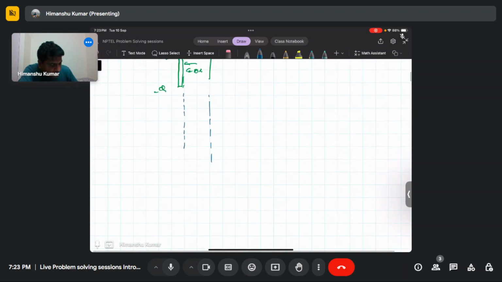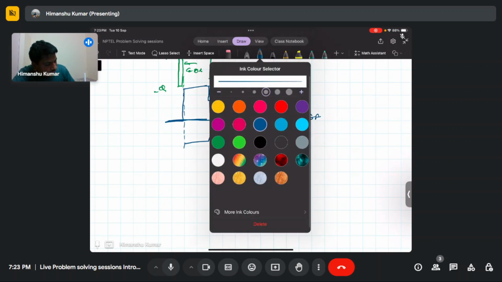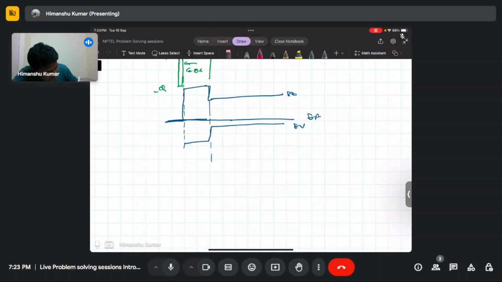Now what will happen when you apply a negative gate bias? Let's draw the equilibrium band diagram. This is E_F, this is E_V, and this is E_C, and this is the oxide region, and this is the metal region. Now if you apply a negative gate voltage, the metal side band will be pulled by minus q times V_G, and some of this voltage will appear across V_ox, and the other will appear across psi.